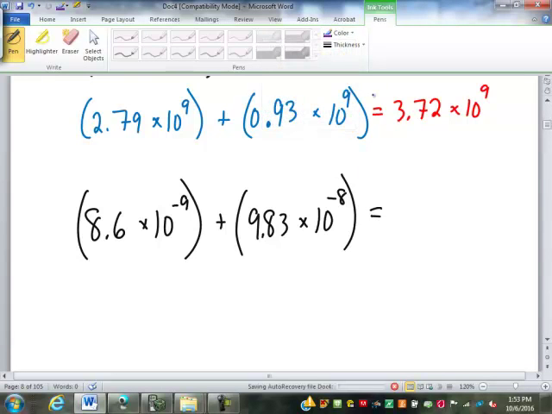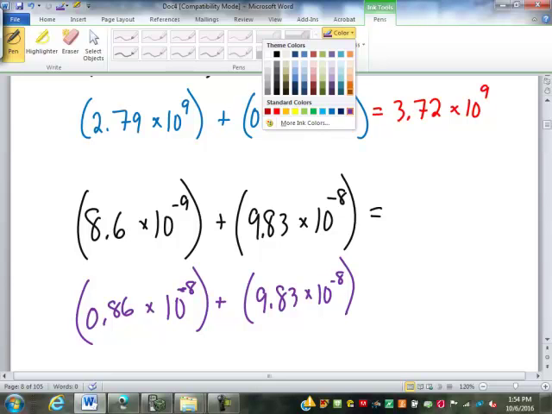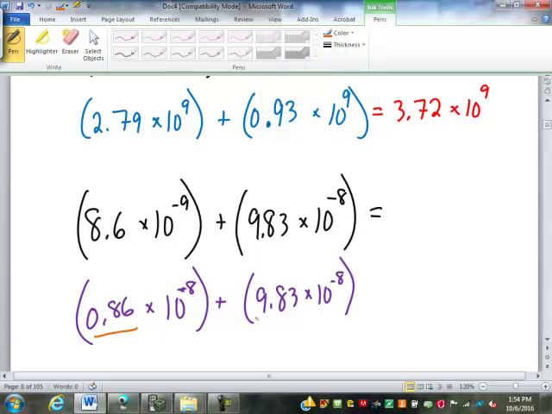First, what power am I going to change them to? Which is the larger power? The 10 to the negative 8. So 9.83 times 10 to the negative 8 does not change. Over here, I make this 10 to the negative 8. What's the 8.6 going to become? 0.86. So now we'll add 0.86 and 9.83 is 10.69 times 10 to the negative 8.